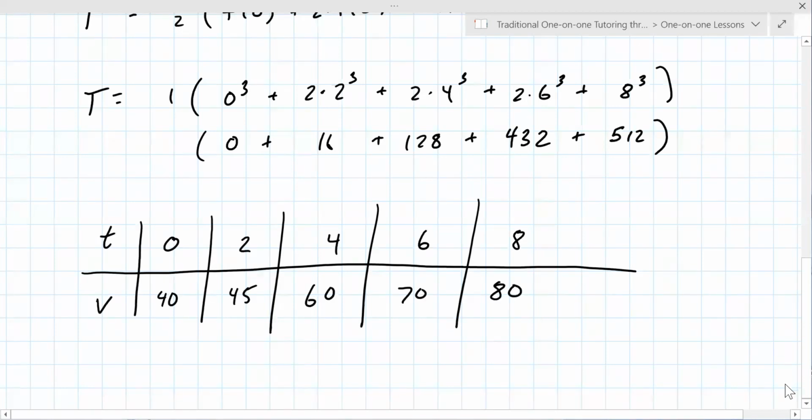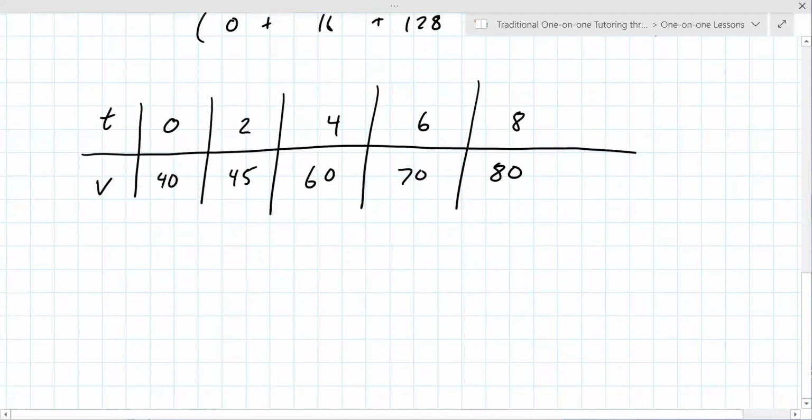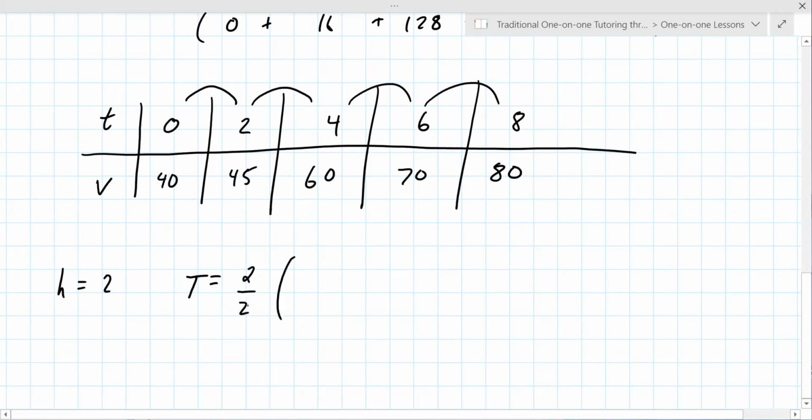So we can do the trapezoidal rule for this also. We'll get into this with the AP, but these don't have to be the same width, they just happen to be. So your h is 2 because that's the width between these. It gets more complicated if it's not, but that's a different problem. Trapezoidal rule is 2 over 2. It's always over 2. That's the key thing to remember there.